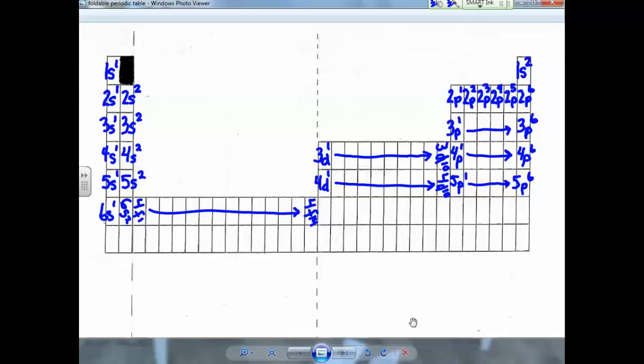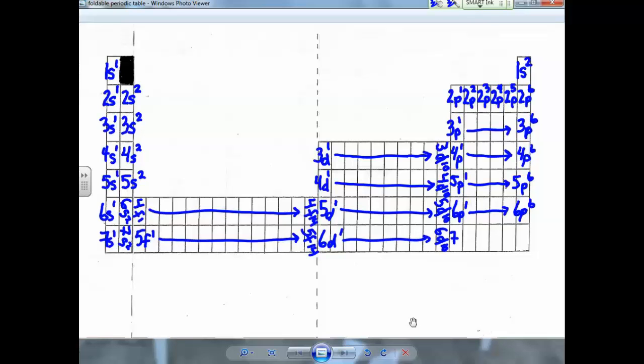Okay, so let's fill the rest of this out real quick. We've got 5D1 through 10. Then we would have 6P1 through 6. Then we would have 7S1. That's kind of messy. 7S2. 5F1 through 5F14. 6D1 through 6D10. And then 7P1 through 7P6.